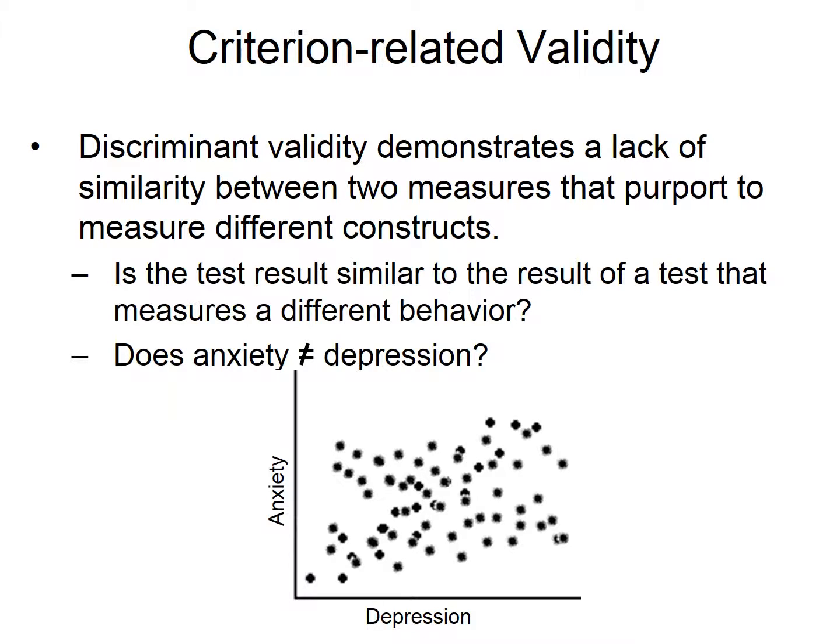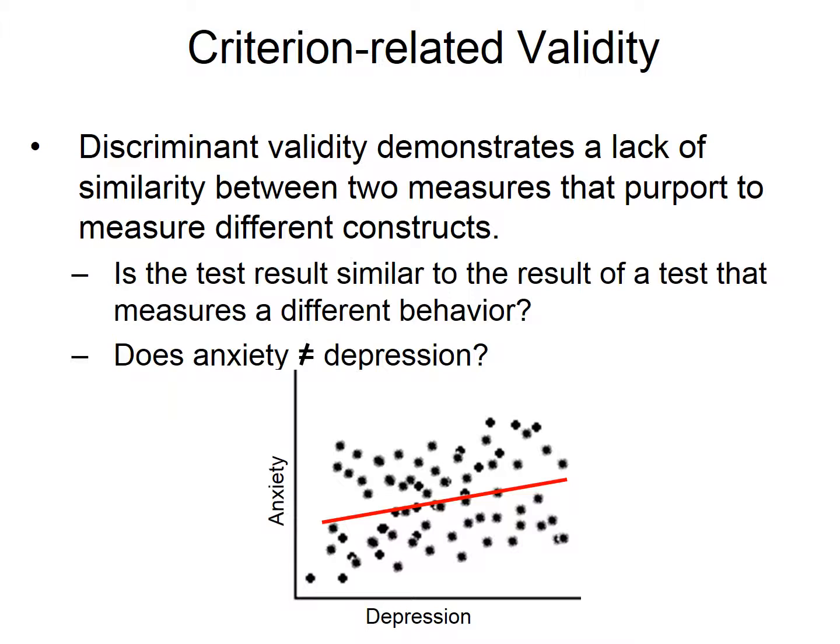So discriminant validity demonstrates a lack of similarity between two measures that purport to measure different constructs. So is the test result similar to the results of a test that measures a different behavior? If so, that's an argument against validity. For example, if we have an anxiety measure, we wouldn't want it to be highly related to a depression measure. If I've got a scholastic aptitude test like the ACT, I wouldn't want it to be related strongly to socioeconomic status. If it was, that means I'm capturing something that's outside of the construct that I'm interested in. So this is a case where we're actually hoping to find a small relationship or no relationship.